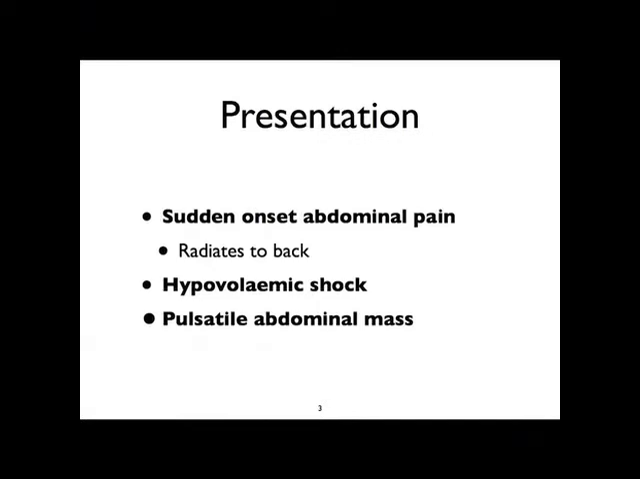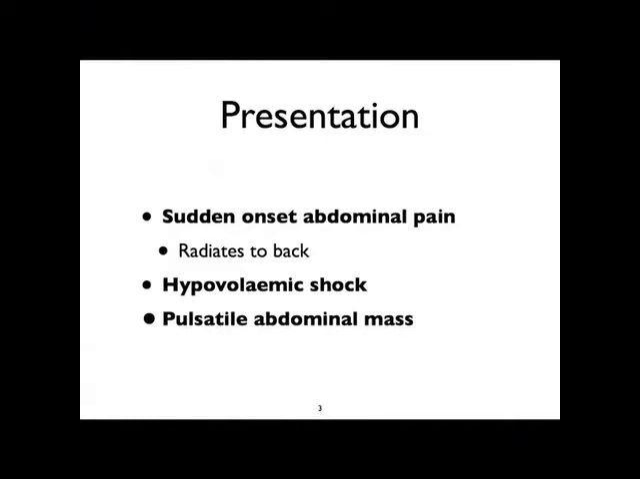Patients present with sudden onset severe abdominal pain radiating to the back. In addition, they also present in hypovolemic shock as a result of hemorrhage. This includes a raised pulse, low blood pressure, prolonged capillary refill, and peripheries which are cool, clammy, and cyanosed.